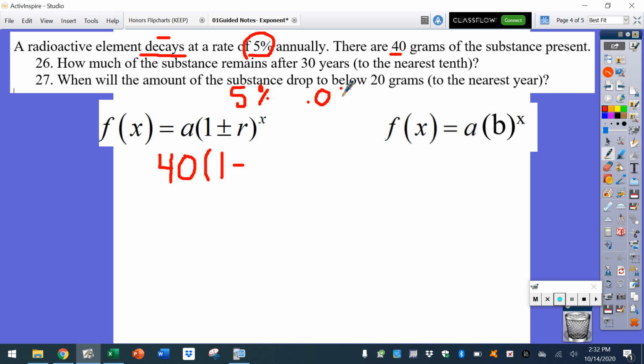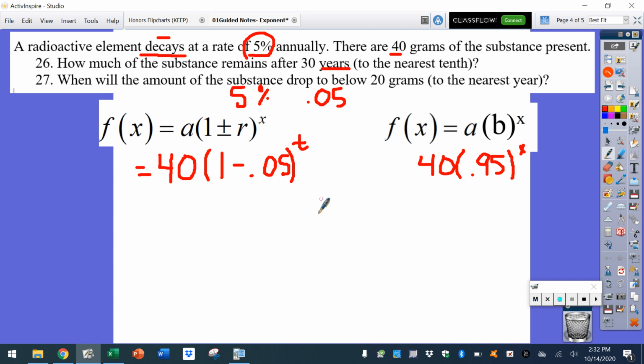5% is 0.05 raised to the x, and in our problem, x is time because it's looking at the number of years. So this is really time, or this is your x. Look at the other equation. We still have 40, but the b value is taking 1 minus 0.05, and it's going to be written as 0.95. So our b value, or growth or decay factor, in this case the decay factor, is 0.95.